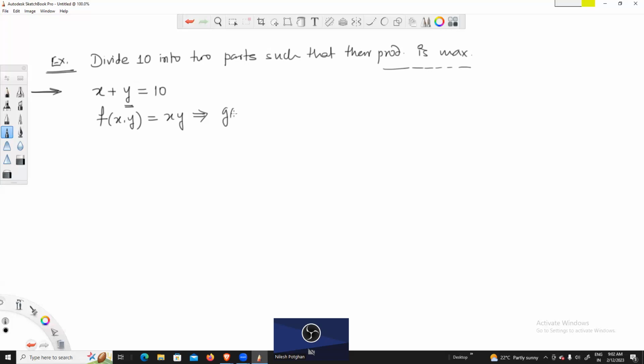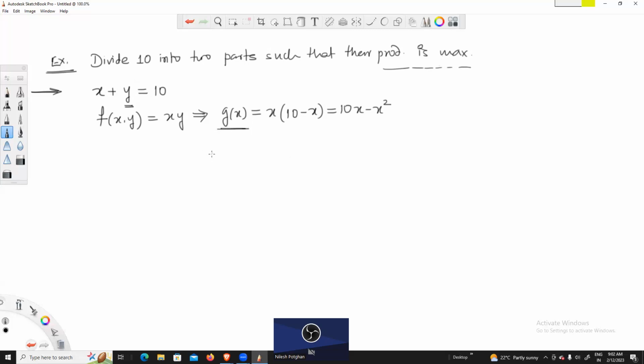So from this I can directly write in explicit form the product of the 2 parts as x into y, and I can write y as 10 minus x. So this is basically nothing but 10x minus x square. So this is the product, g of x, and I need to maximize this product.